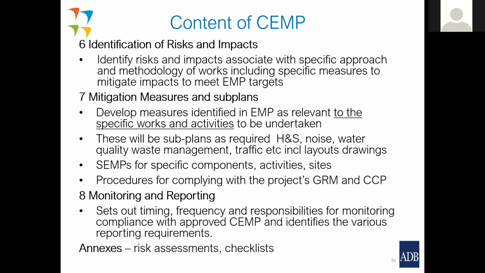And that identification of risk can be almost a bullet point list of risks and impacts. That's all he needs to do as long as he's identified them all. And then section 7 would be all the mitigation measures to mitigate those particular risks and impacts. That means developing measures identified in the EMP as relevant to the specific works and activities to be undertaken, but it needs to be in accordance with his works method statements, his construction method statements, site specific.